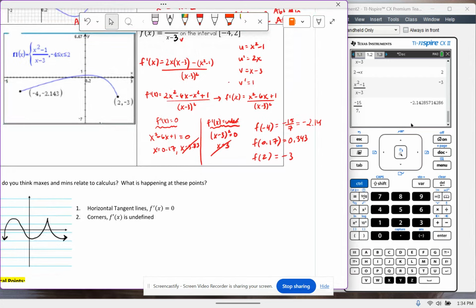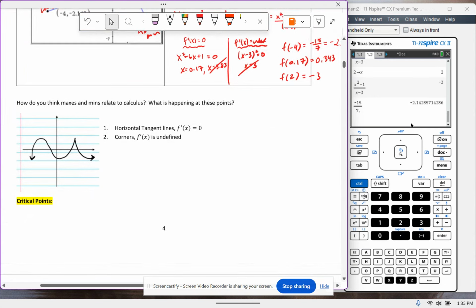All right, what do you guys think? What's my absolute max? Yeah. What's my absolute min? Okay. Yeah. What's he? Local min. There you go. All right.